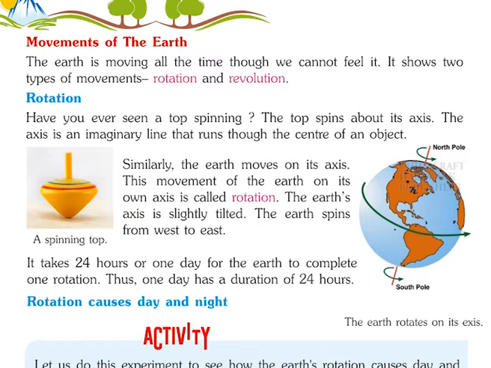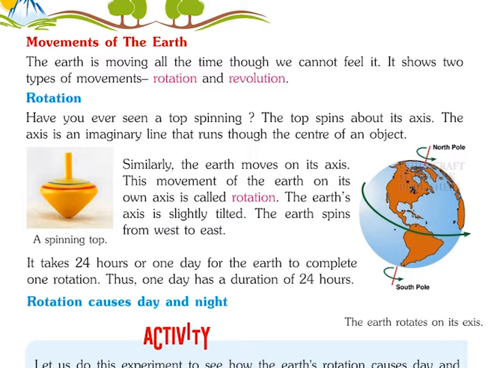Rotation. Have you ever seen a top spinning? The top spins about its axis. The axis is an imaginary line that runs through the center of an object. Similarly, the Earth moves on its axis. This movement of the Earth on its own axis is called rotation.